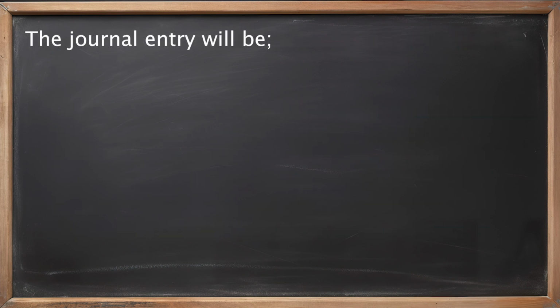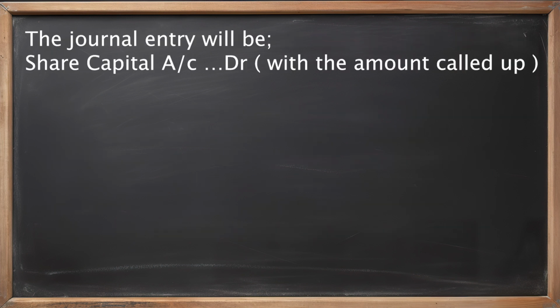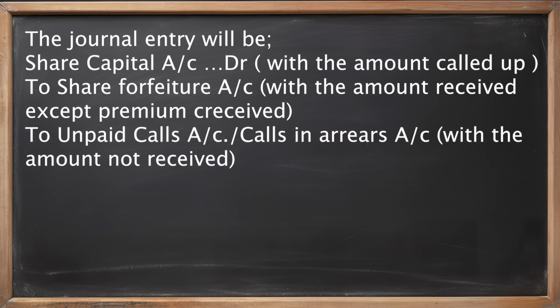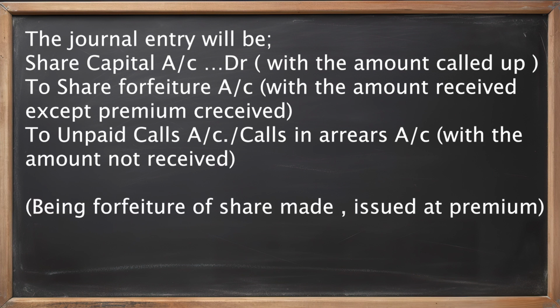The journal entry will be: share capital account debited with the amount called up, to share forfeiture account with the amount received except premium received, to unpaid calls account or calls in arrears account with the amount not received. The narration is: forfeiture of shares issued at premium. Let us discuss the second situation.